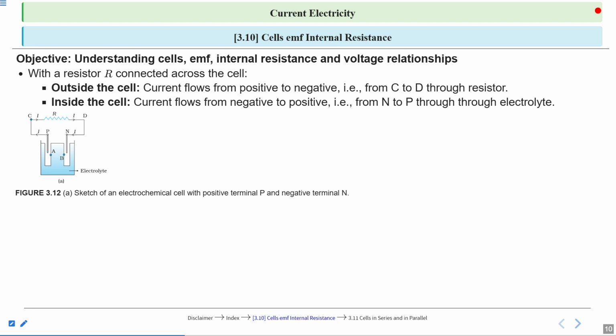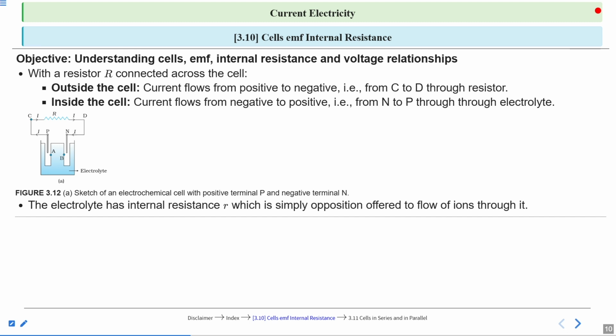Again in this figure, the electrolyte has an internal resistance, small r, which is simply the opposition offered to the flow of ions through it. The charges are flowing through the electrolyte, so there will be some opposition. There is no completely free movement of charges across the electrolyte. That opposition is termed the internal resistance of the electrolyte, denoted by small r.